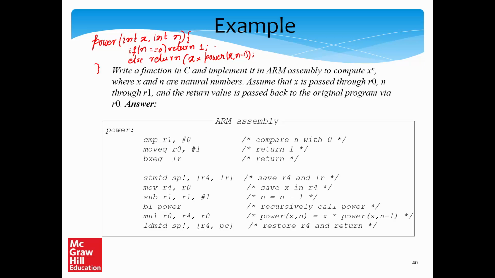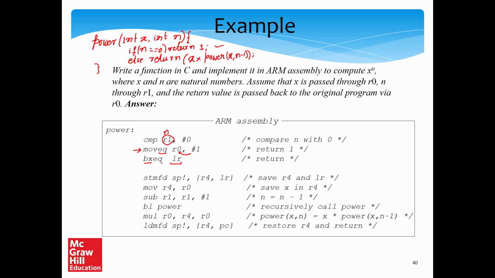So we can first implement the first line, which is to compare n with 0. Since n is stored in R1, we compare it with 0 to check for equality. We use a predicated or conditional instruction here: if equality holds, then we will execute this instruction, move eq, which will move 1 into R0, which is our return value. Similarly, if there is an equality, we will execute the bx instruction and jump to the return address.